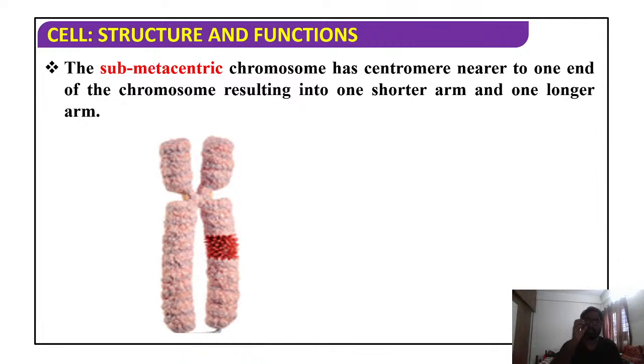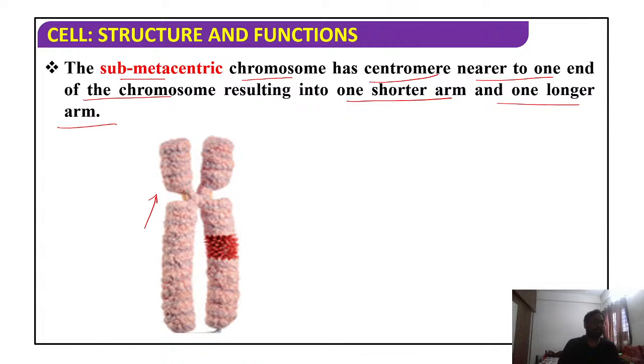Now coming to submetacentric, students. In a submetacentric chromosome, the centromere is nearer to one end of the chromosome. If the centromere is nearer to one end, it results in one shorter arm and one longer arm.